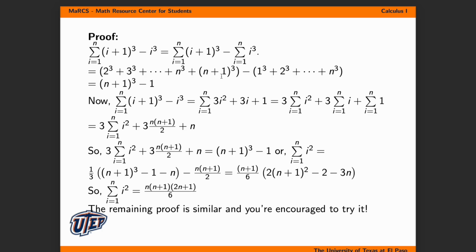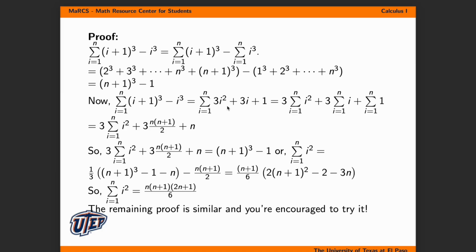So we'll have 2 cubed minus 2 cubed, that will cancel out. 3 cubed minus the 3 cubed, that will be here. And then up until n cubed minus n cubed. Lastly, we will be left with n plus 1 cubed minus 1 cubed, which is just n plus 1 cubed minus 1. So now we can set this sum equal to what I said earlier, the expanded form of this.